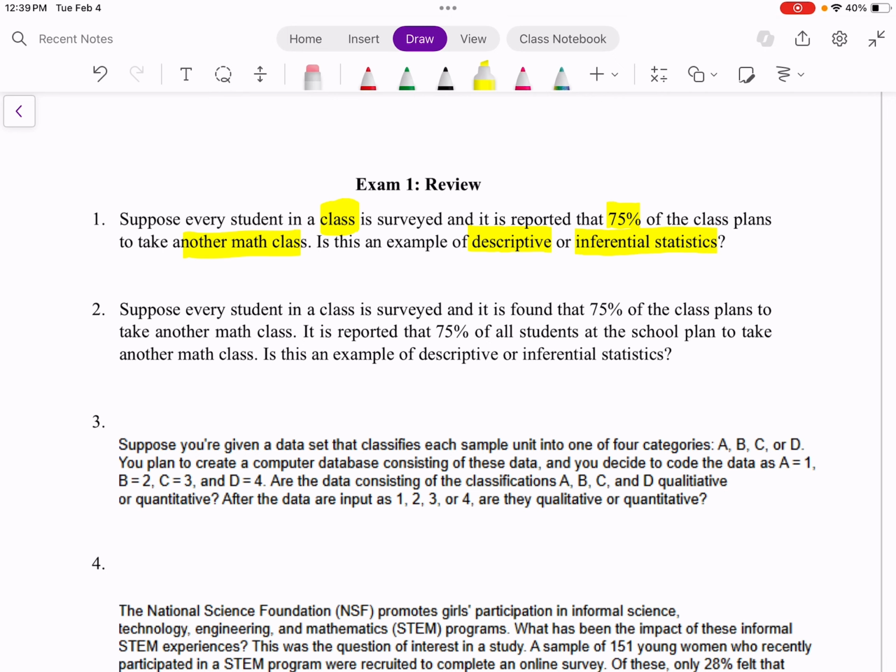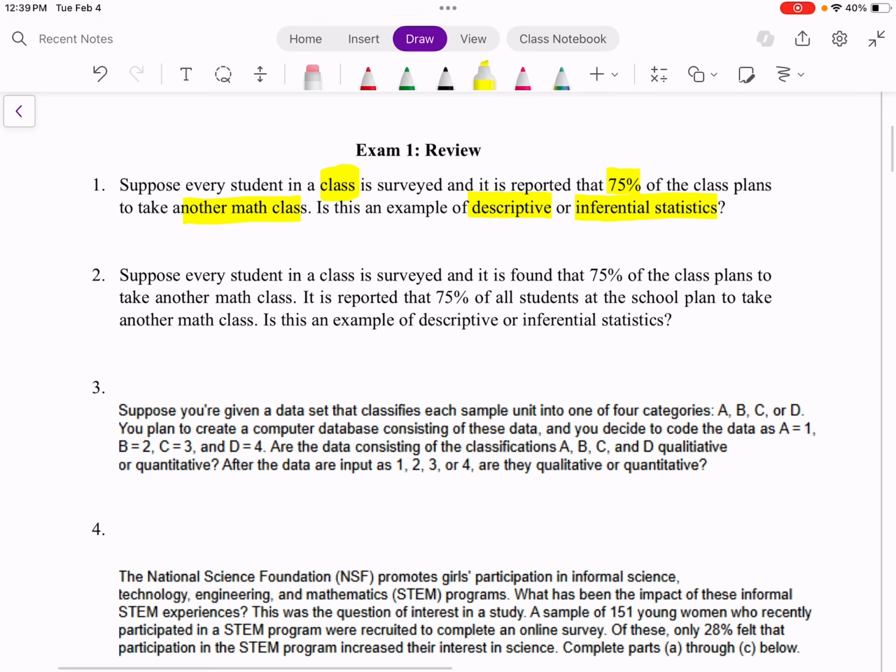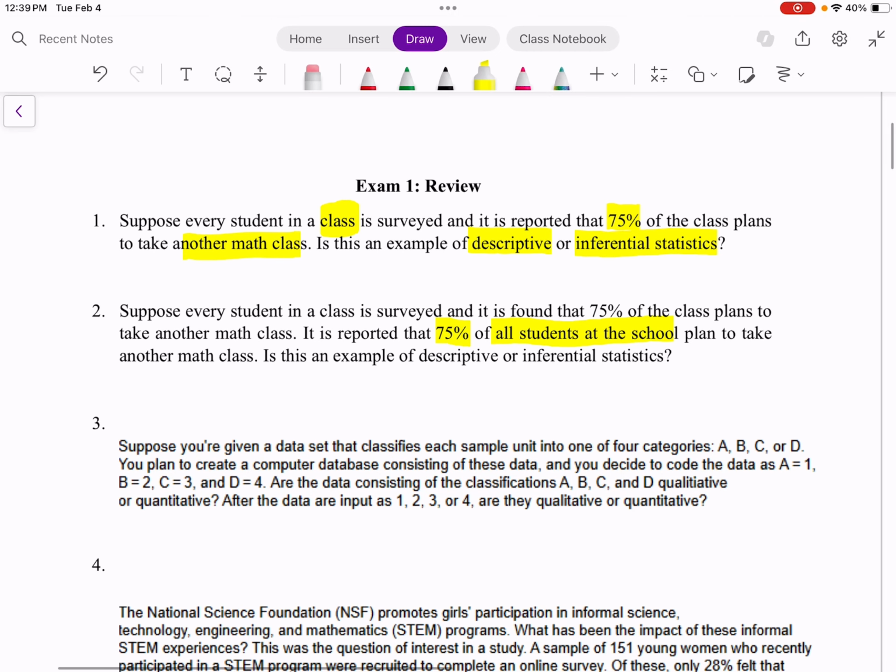Now let's go to number 2 before we finalize. In number 2, suppose it's the same question. Every student in a class is surveyed, and it is found that 75% of the class plans to take another math class. It is reported that 75% of all students at this school plan to take another math class. Is this an example of descriptive or inferential statistics? Do you see a difference here? Which one is inferential and which one is descriptive?